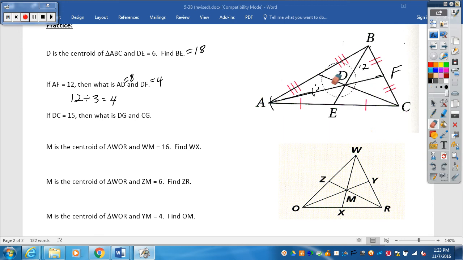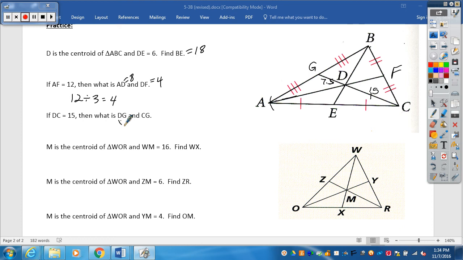Get rid of some of this stuff so we can see a little better. Okay. We are told that DC is 15, and I want to find DG, and I want to find CG. Well, remember, if I take this length and double it, I get this one. So if I cut this length in half, I get this length up here. That would be a length of 7.5. Okay, so from the centroid to G, that would be 7.5 units.